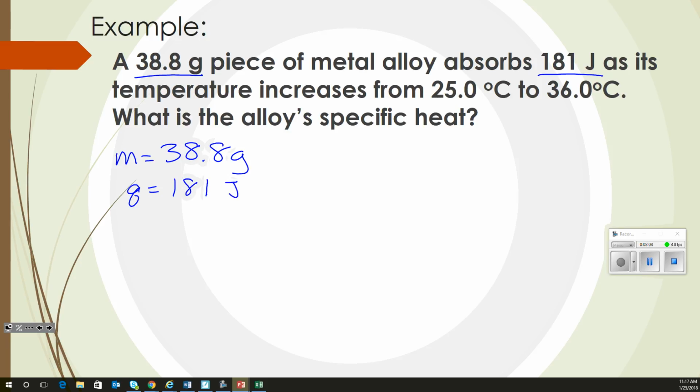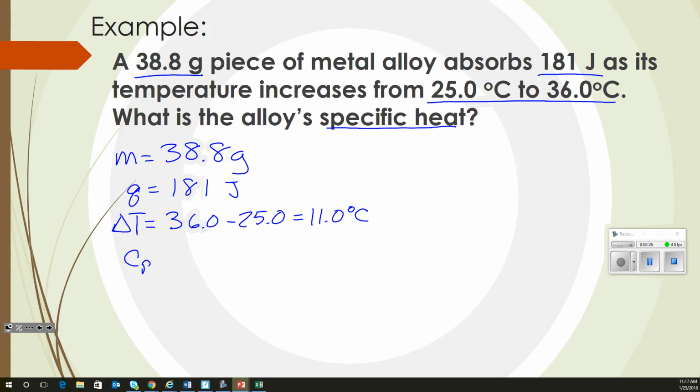The temperature increases, so this is going to be my delta T, increasing from this to this. My final temperature was 36.0 minus 25.0, which gives me 11.0 degrees Celsius. Then it wants to know, what is the alloy's specific heat? Specific heat was the C or Cp. You'll see me write Cp just because that's how I learned it. So I go back and ask, what was the equation? It was Q equals mCp delta T.